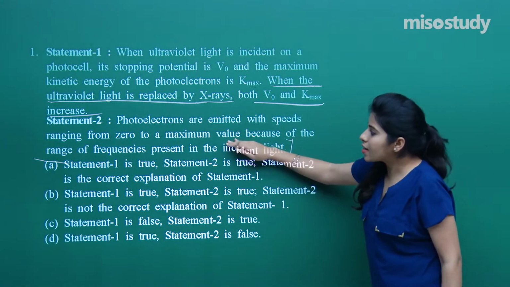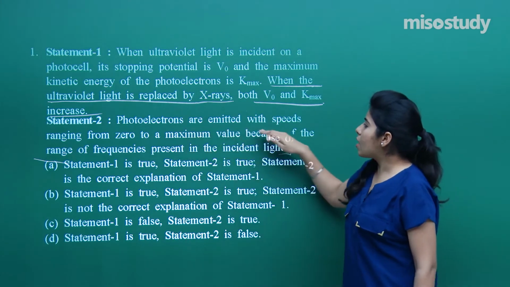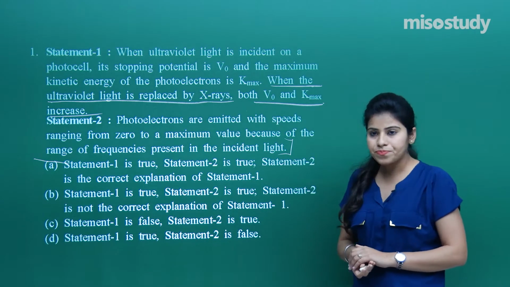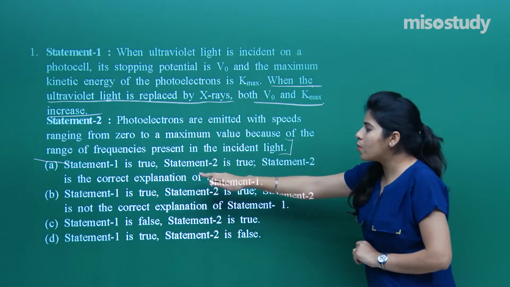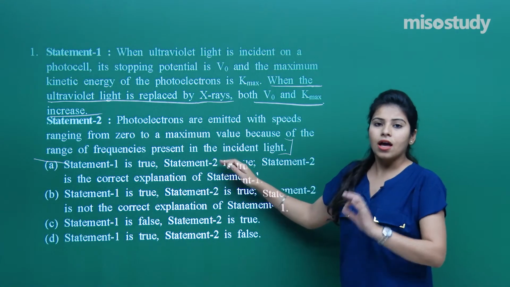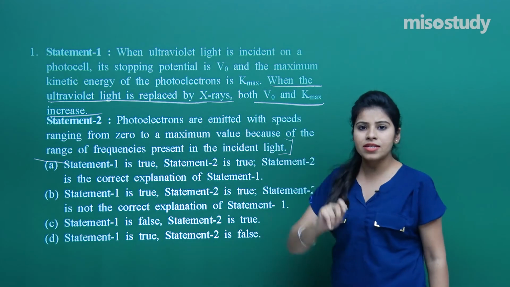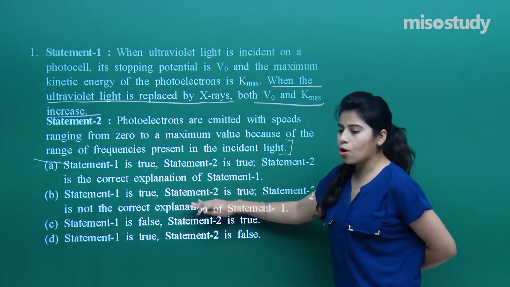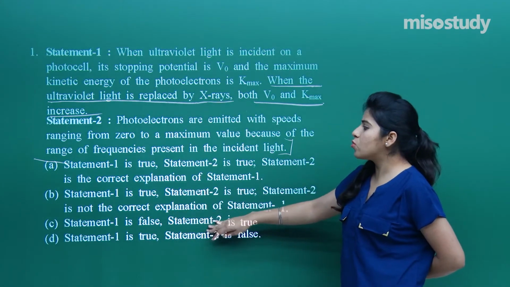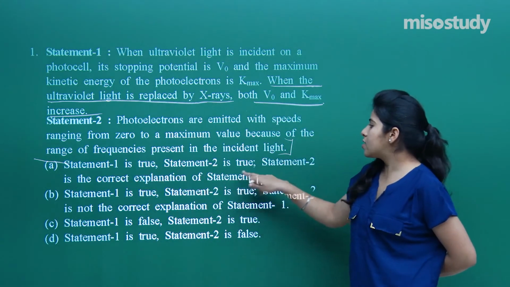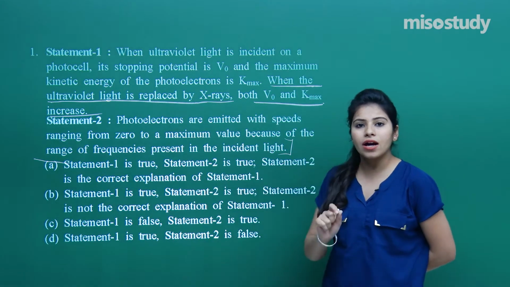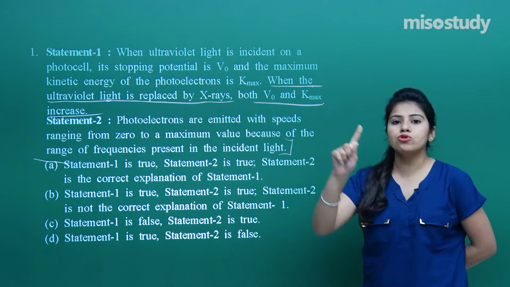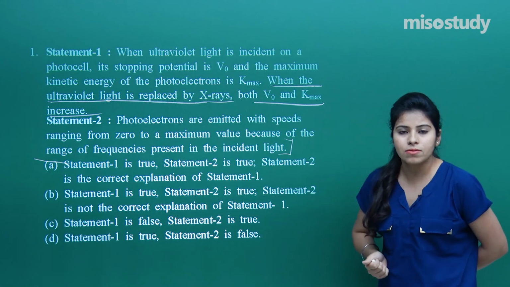According to the second statement, photoelectrons are emitted with speeds ranging from 0 to a maximum value because of the range of frequencies present in the incident light. They have given us statements and we have to say whether each is true or false, because 4 options have been given. In those 4 options you can see: statement 1 is true, statement 2 is true, statement 2 is the correct explanation of statement 1. These are the 4 options and we have to choose one particular answer, right?